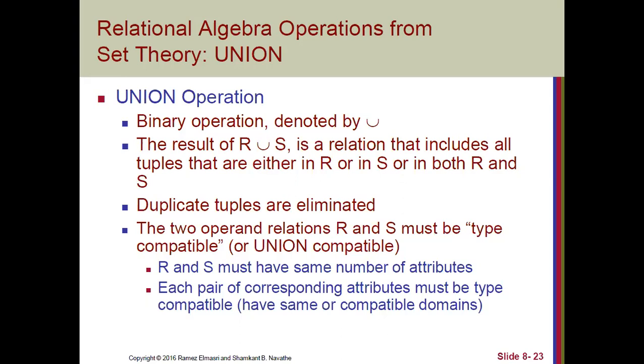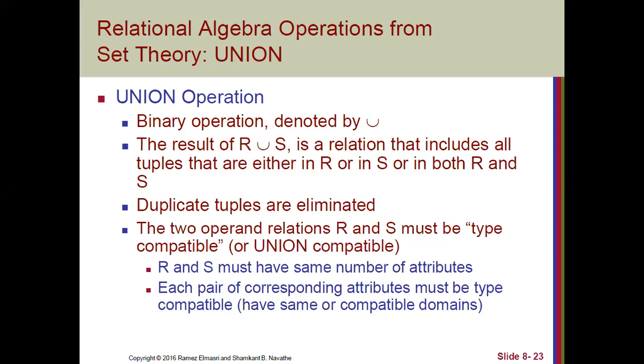The two operand relations R and S must be type compatible. This point is very important for you to understand, otherwise you will get confused whenever you write an expression. Type compatible is only applied whenever you are using union, intersection, or difference. So whenever you apply any of these three operators between two relations, they have to be union compatible.